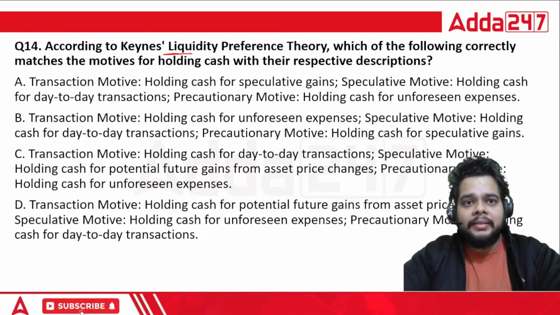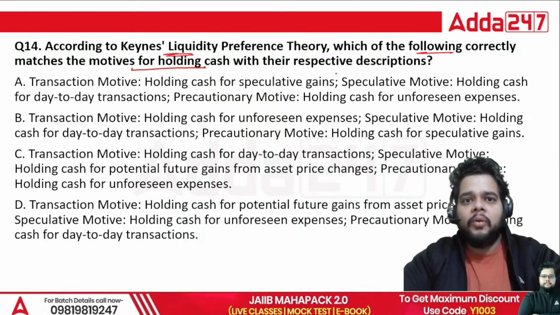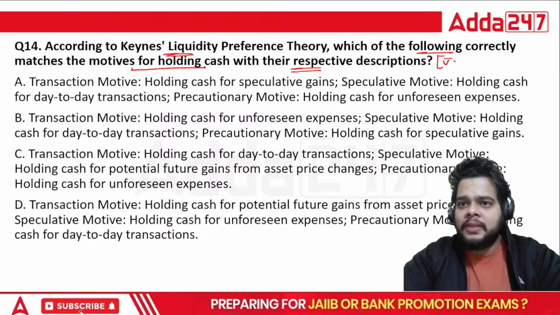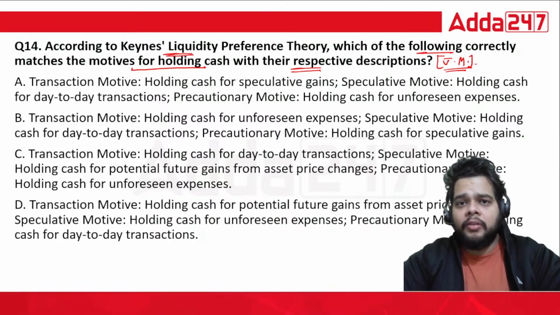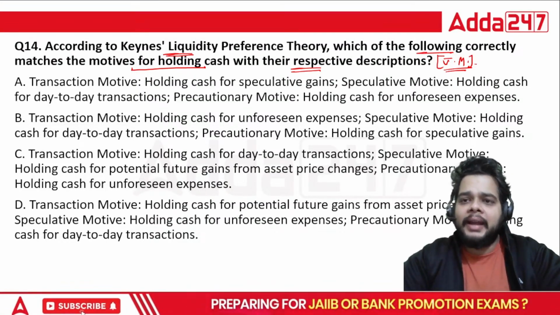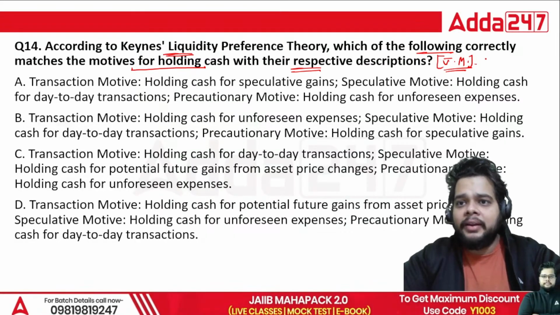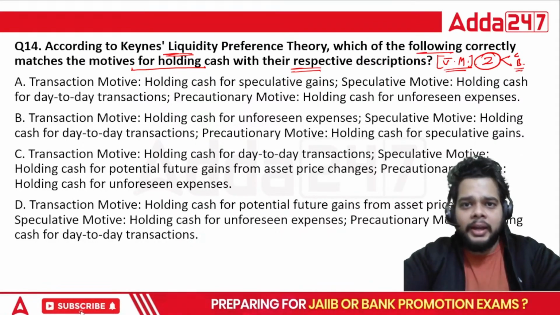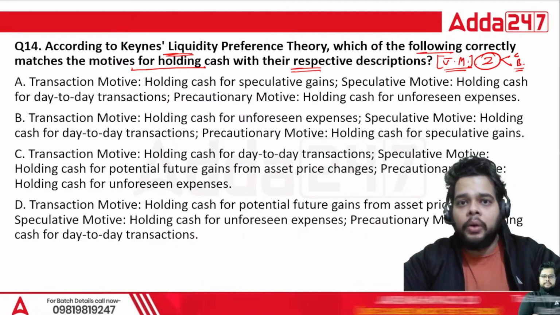Then we have, according to Keynes' liquidity preference theory, which of the following correctly matches the motives for holding cash with their respective descriptions? So in J.M. Keynes' theory, we have seen what? That whenever we are talking about various descriptions of J.M. Keynes' theory, we say that the liquidity must be maintained. And according to J.M. Keynes, we are living in a two asset economy where cash and bonds are of the ultimate utilization. And why people are not investing much, why they are holding back their cash?